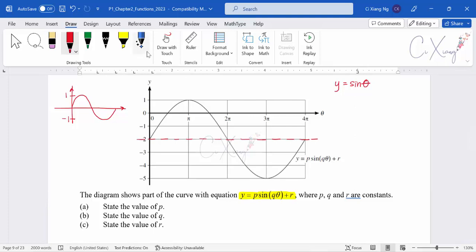All right, and now to decide the values of p, q, and r. First, they want us to state the value of p. So to get the value of p, we need to compare the height of the original graph from the center line to the maximum value, and also compare this one. So I draw the dotted line here, because this is a center line or the symmetry line, a horizontal line. Then this is the height, the green color part. So you can see that for the original, the original height is 1 for the original y equals sin θ graph.